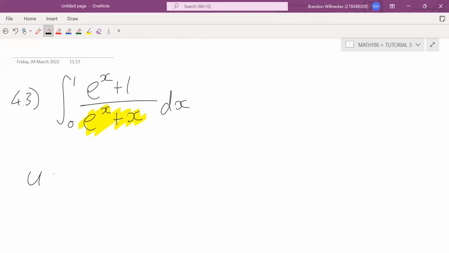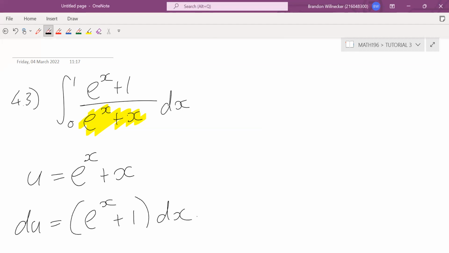So u is equal to e to the x plus x. So du is going to be e to the x plus 1 dx. You see how after we take the derivative, we get the numerator for free. So we let u be the denominator, and then du becomes all of the stuff at the numerator.